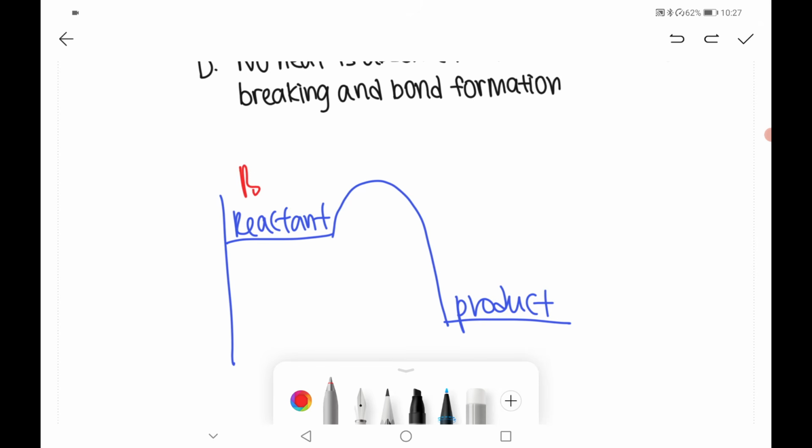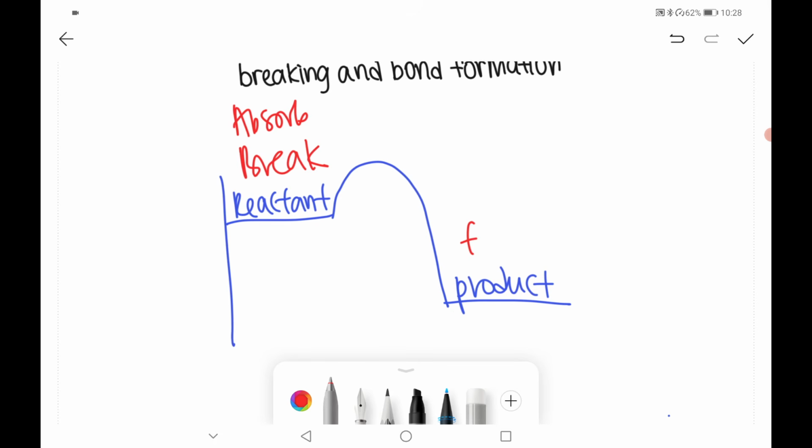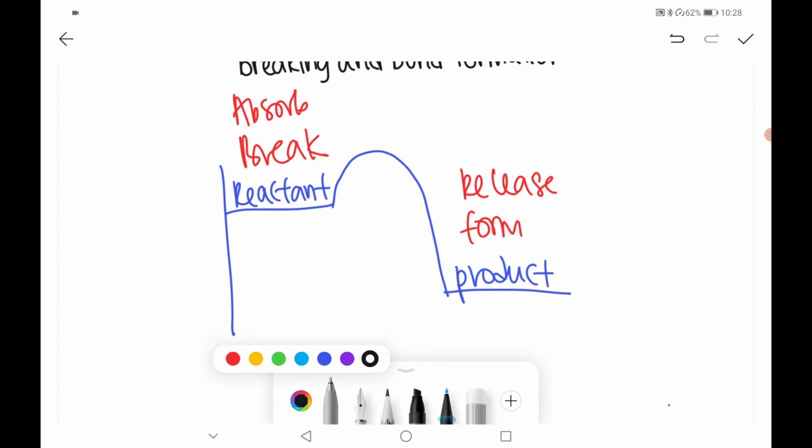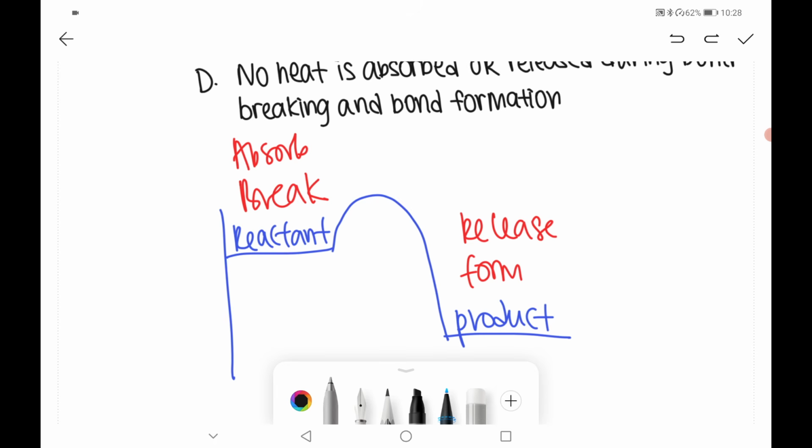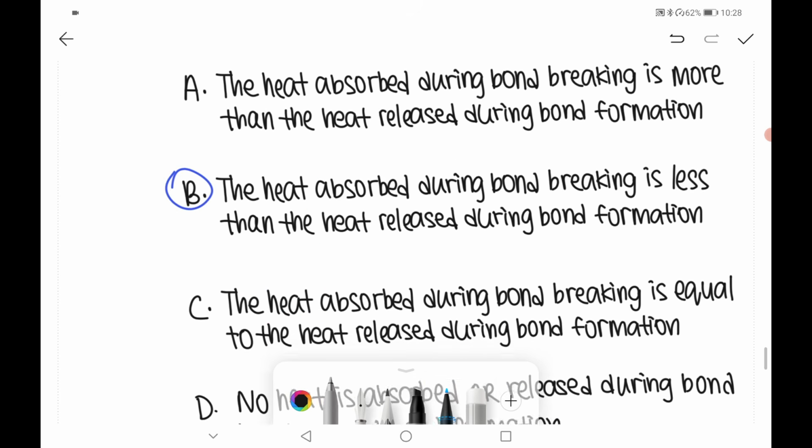Okay. Reactant needs to break bond. Okay. So to break bond, you need to absorb energy. Okay. Product, you need to form bond, right? To form bond, you need to release energy. Okay. So absorb is greater or release is greater. So you see who is higher. Reactant is higher than the product, right? Reactant is higher than the product. So when reactant is higher than product, this energy is more than this one.